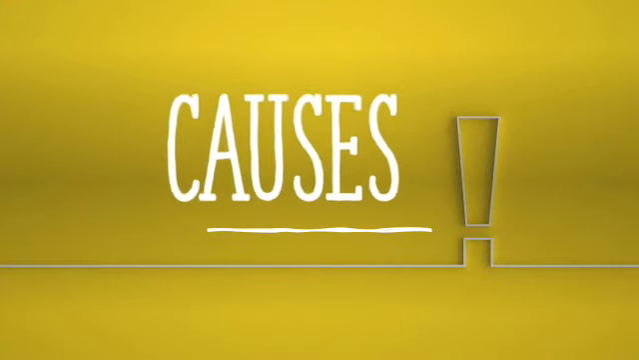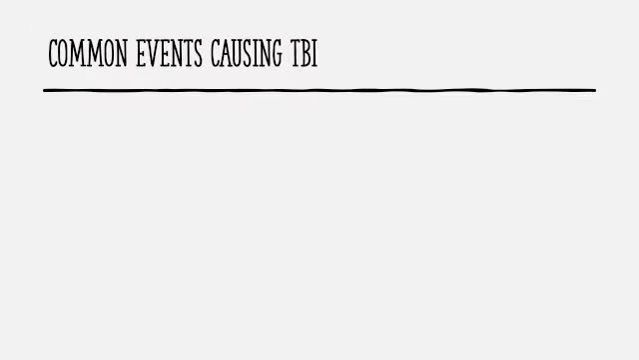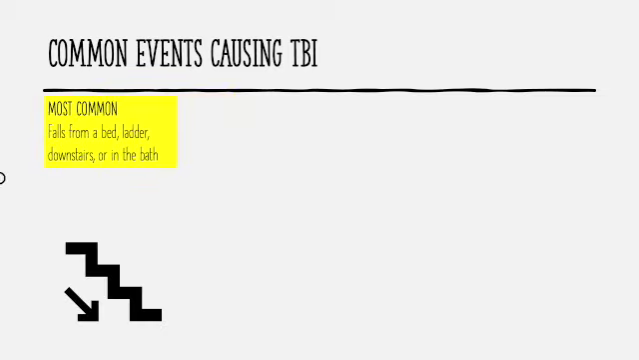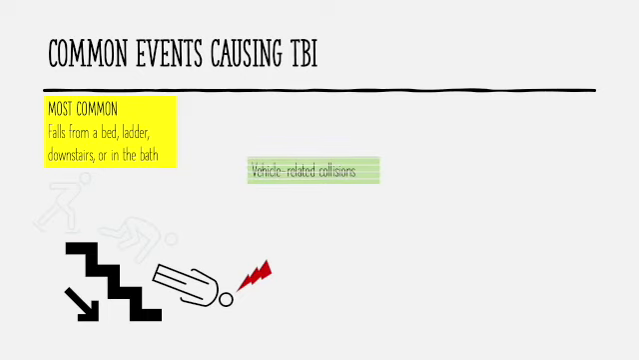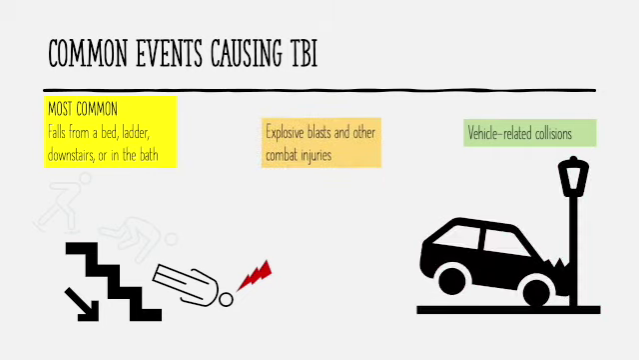So what are some of the causes? Here are some of the common events causing traumatic brain injury. The most common are falls from a bed, ladder, downstairs, or in the bath. Next, we have vehicle-related collisions. Explosive blasts and other combat injuries.